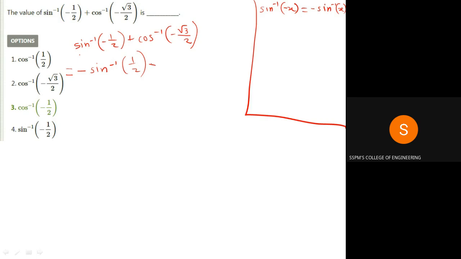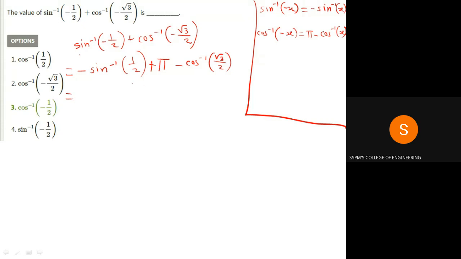Plus, again we have cos inverse of minus x. This is cos inverse of minus theta, where the angle is negative. So cos inverse of minus x is equal to pi minus cos inverse x. So here we will write pi minus cos inverse root 3 by 2. Okay, so it is cos inverse root 3 by 2.